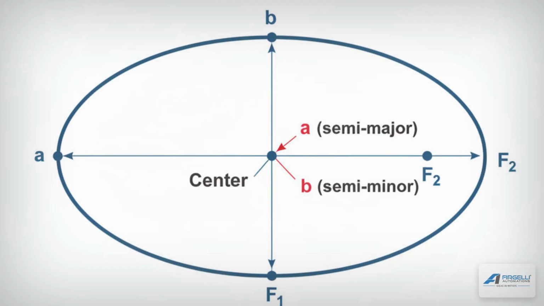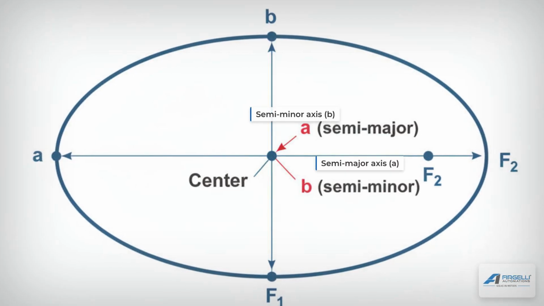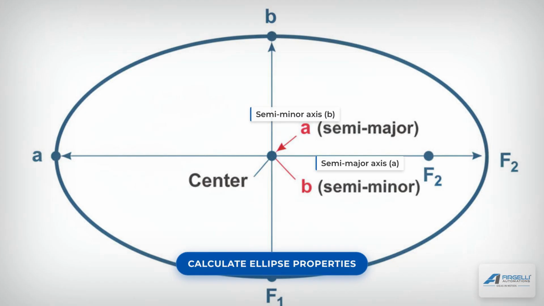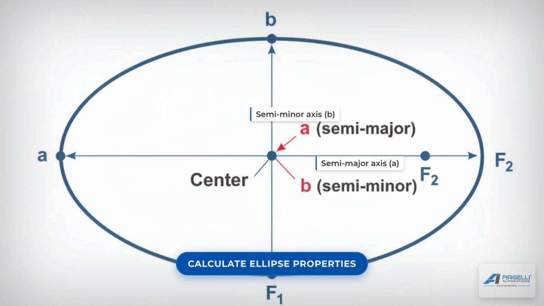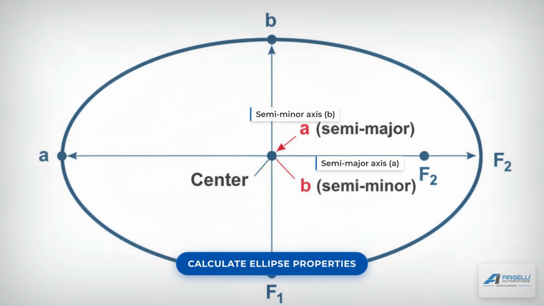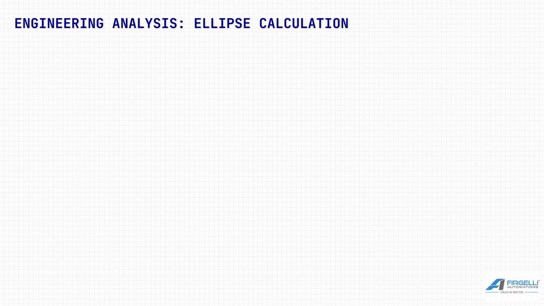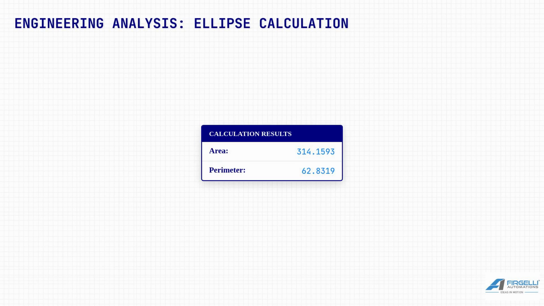Next, you'll enter the semi-major axis, A, which is the longest radius of your ellipse. Below that, enter the semi-minor axis, B, which is the shortest radius. After entering these values, click the Calculate Ellipse Properties button. For our example, I'm entering 10 for the semi-major axis and 10 for the semi-minor axis. The calculator returns 4 results.